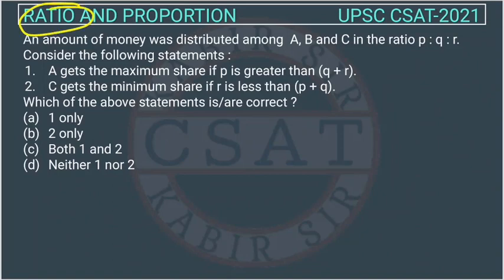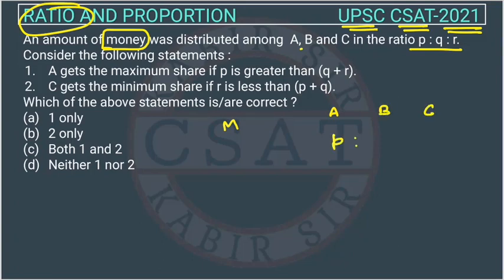This is a question of ratio and proportion asked by UPSC in the CSAT paper of 2021, right? So this is a tricky question. Many students were not able to solve it in the exam, right? An amount of money, the amount is not mentioned, was distributed among A, B, C in the ratio of P:Q:R, right? So there is some amount of money, M, suppose, and there are three persons A, B, and C, and they receive money in the ratio of P:Q:R.